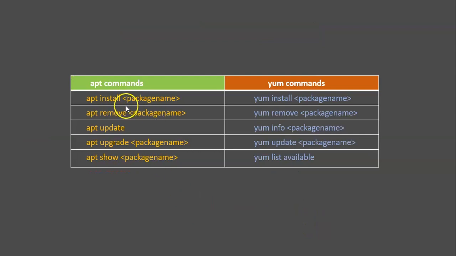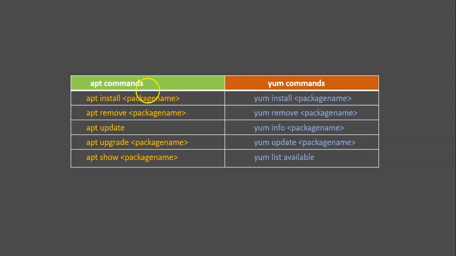So on the left side we can see the apt commands, and on the right side we can see the yum commands. Almost both are the same, the only thing is here we are using apt and here we are using yum, and one command like apt show is available here, and yum list is available there. So a few differences we can see, but the remaining are almost the same. Always we need to remember under which operating system we are working, and based on that we need to use these commands.